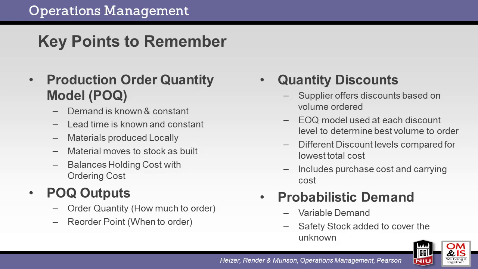Next, we look at the case where the supplier offers quantity discounts. For each discount level, we calculate the EOQ to find the volume that results in the lowest cost. The lowest cost for each discount is compared to find the right choice.